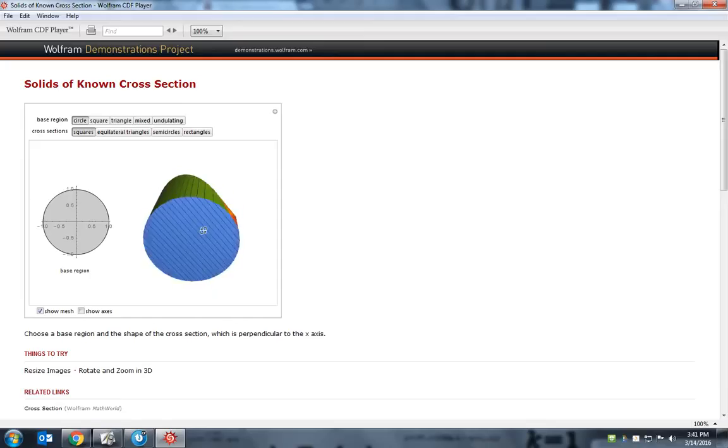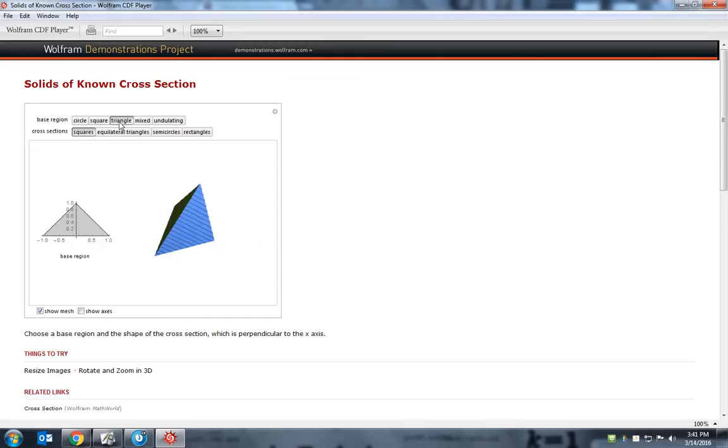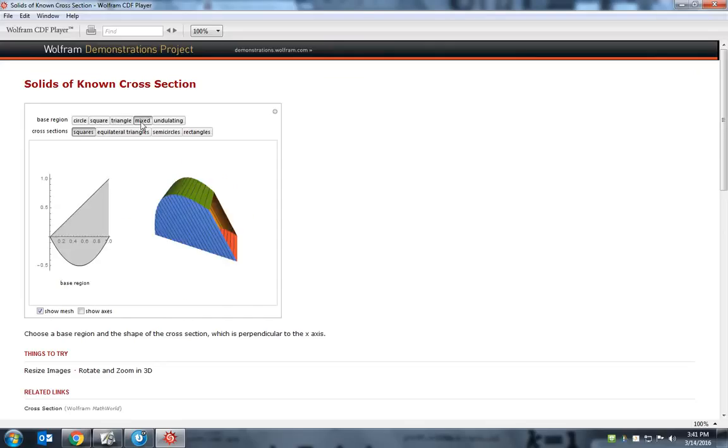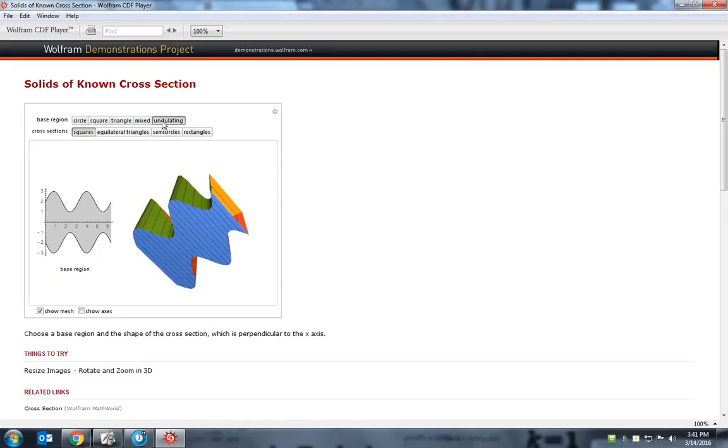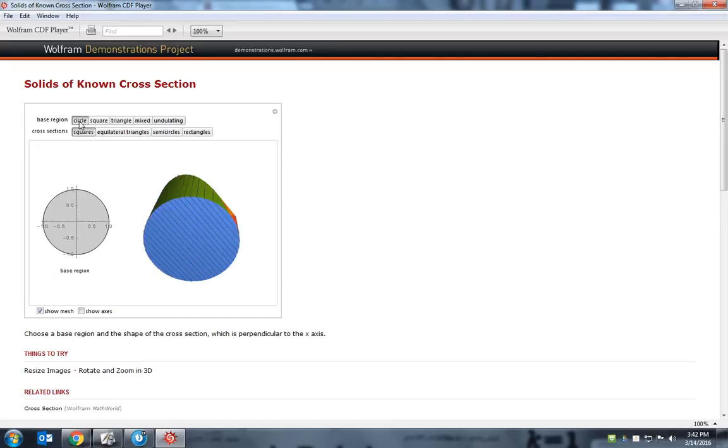Okay, if I wanted to change it to a square, I could click on that. I could make it a triangle for the base. I could mix it up. Different things that I can do, and I'm going to go back to the circle. So the base is a circle. And you see this model right here as far as showing you what the base region looks like.